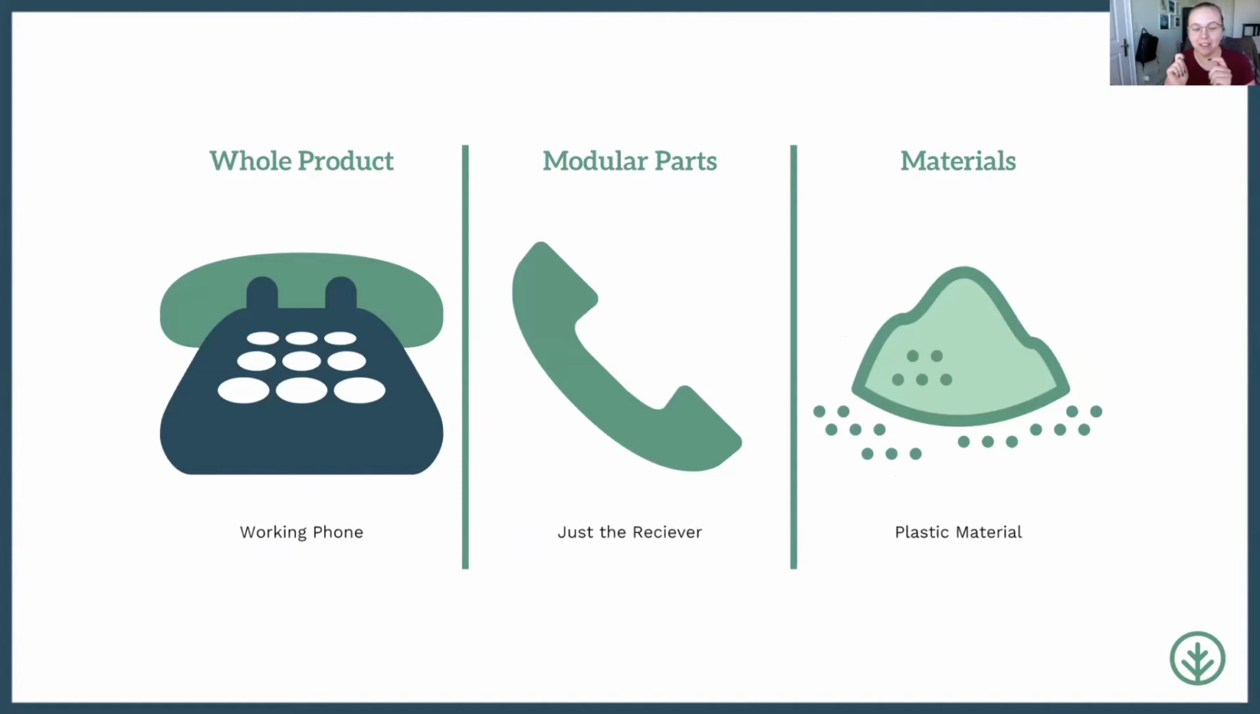You could have the receiver, the base of it and the cord connecting it, and that would be the whole working phone. Then you can also just have the receiver, and then you can also just have the product material. Like if you were to chop it all up and recycle it, you would just have that plastic material. So as you go down the line, the value of a working phone is obviously way higher than the modular parts, which is higher than the materials.